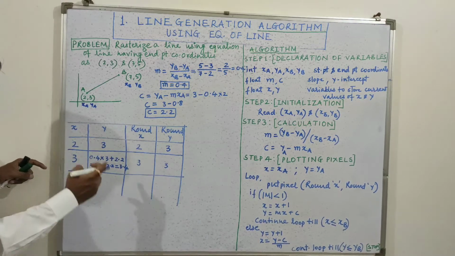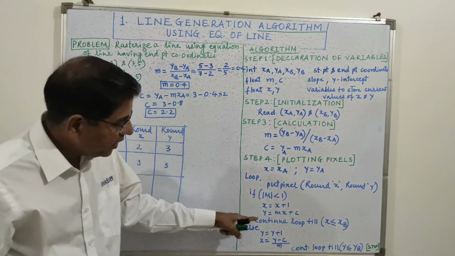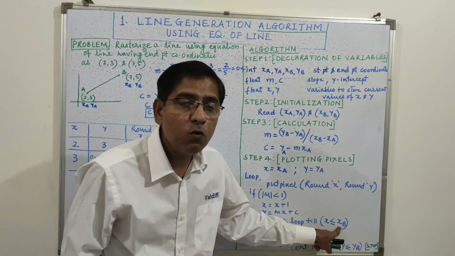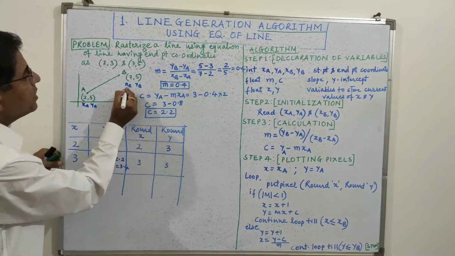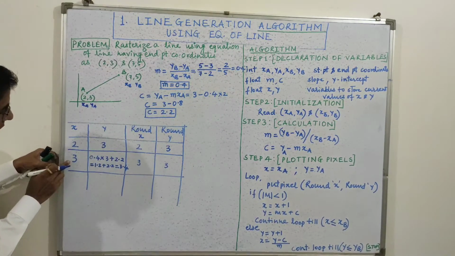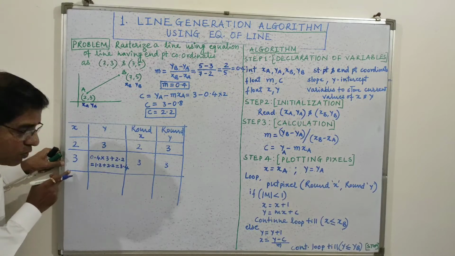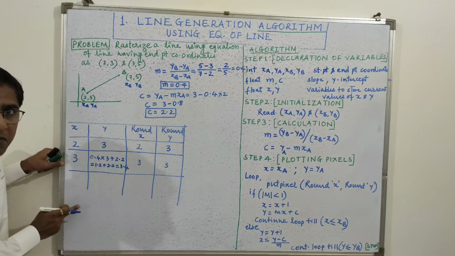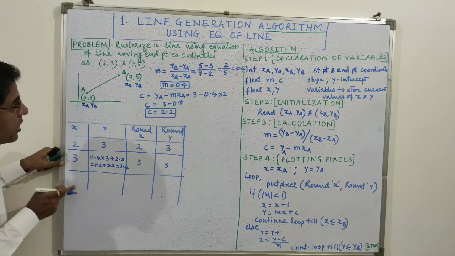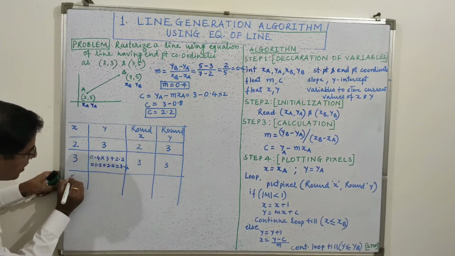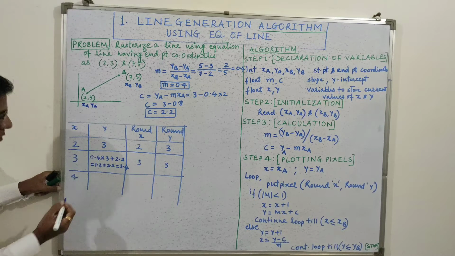Now the iteration will continue till the value of x is less than or equal to xb. The value of xb is 7. Now we have reached the value of x as 3. So this iteration will continue till the value of x becomes 7. Okay, so in the next iteration it becomes 4.